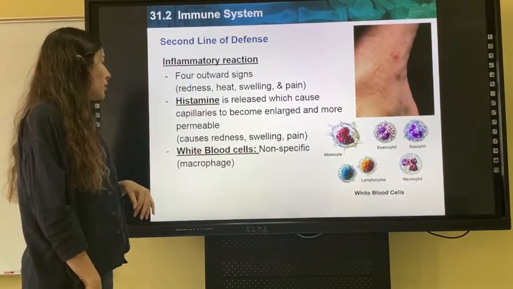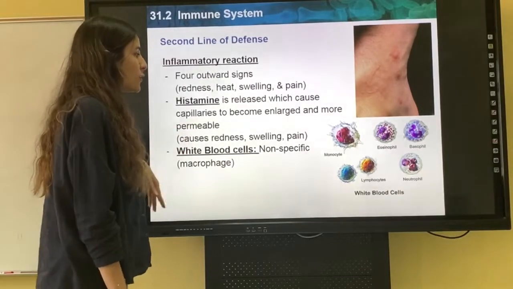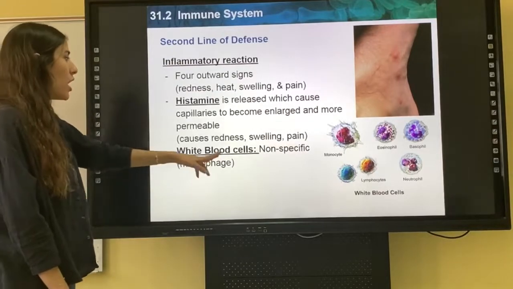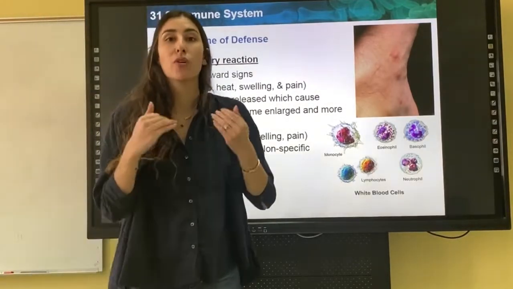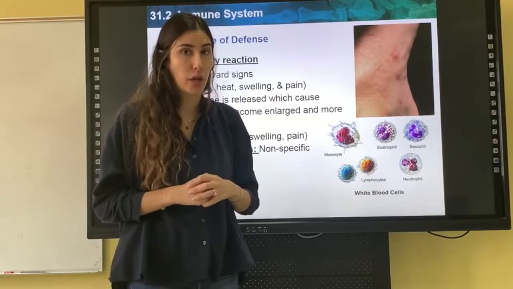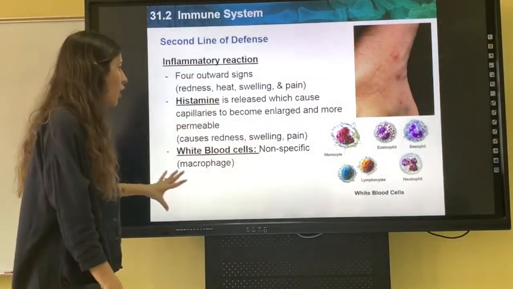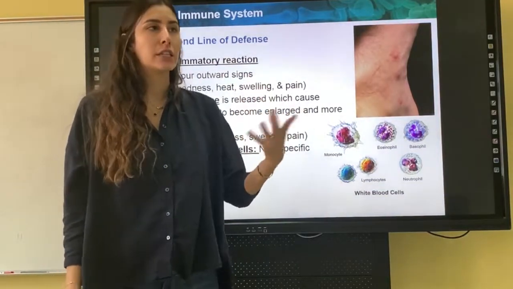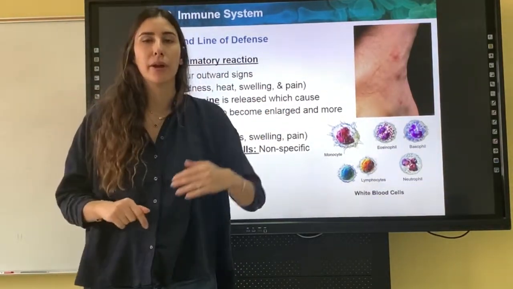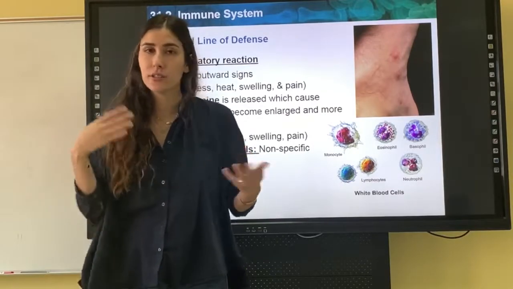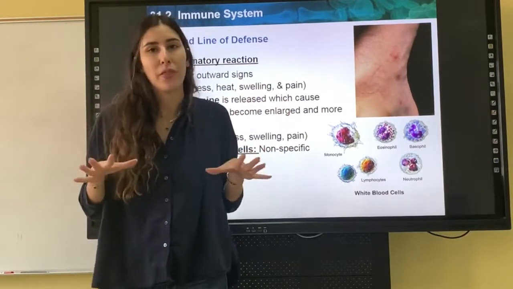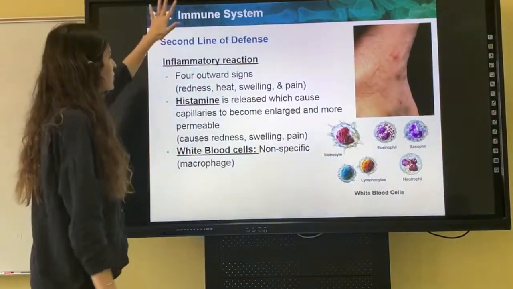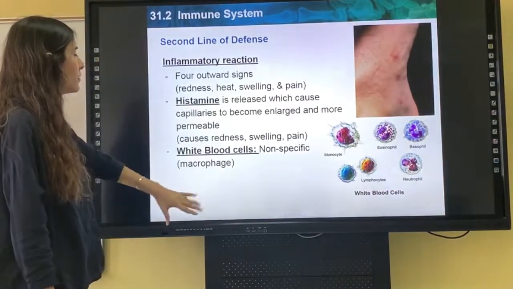Now, there are different kinds of white blood cells, but the white blood cells responsible for the second line of defense are the non-specific white blood cells. We call those macrophages. This family of white blood cells, the macrophages, are non-specific. That means they can target viruses, bacteria, parasites, allergens, etc. They're not specific to which pathogen they deal with. They can deal with multiple pathogens at once. So this was the second line of defense.